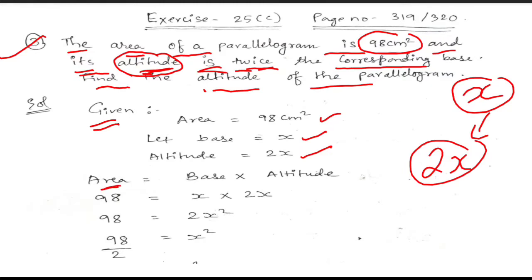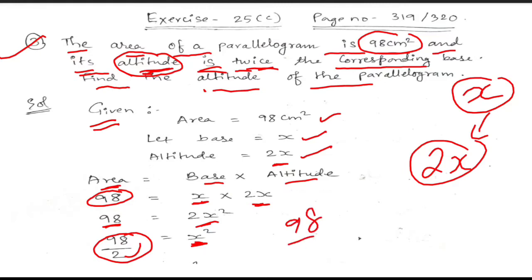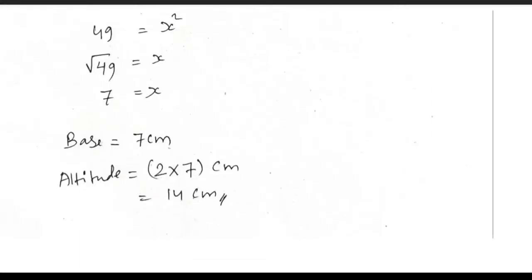Now we all know what is the formula of area. Area equals to base into altitude. So area is given 98 centimeter and base we have taken x and altitude is 2x as we have taken here. Now what we will do? 98 equals to x into 2x is 2x square, and if we take x square this side, and 2 will be taken to your left hand side, so what becomes 98 by 2. So when we divide 98 by 2, how much will we get? 2 4s are 8, 1 left, 18, 2 9s are 18, so 49. So next step becomes 49 equals to x square.